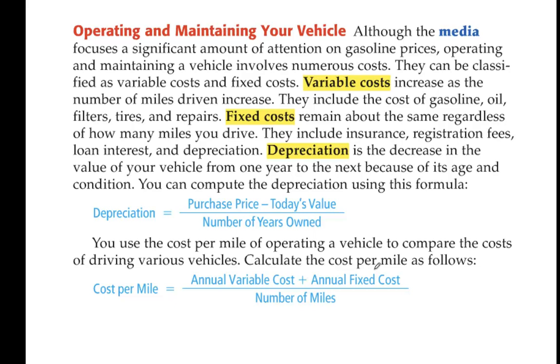There are two formulas listed on this page, but we are only going to do one. We are paying a lot of attention to gasoline prices, and operating and maintaining a vehicle involves numerous costs. They can be classified as variable costs and fixed costs. Variable costs increase with the number of miles driven. They include the cost of gasoline, oil, filters, tires, and repairs.